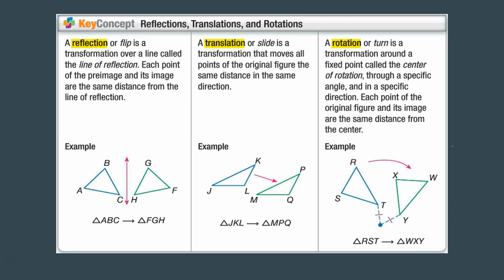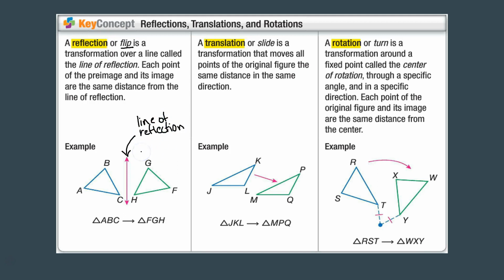Alright, now let's go over key concepts on reflections, translations, and rotations. So a reflection, think about this as a flip. And here it says that it's flipped over a line called the line of reflection. This line right here is our line of reflection.